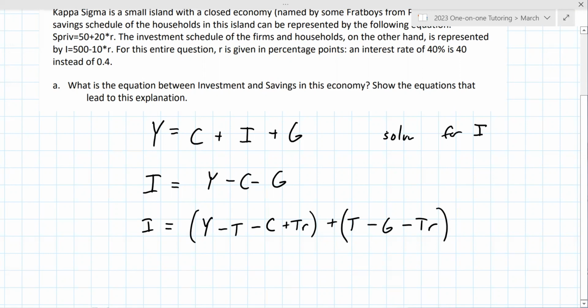And my guess here is that one of these is private and one of these is public. Yeah, I think that's what it is, because then that would equal investment. Yes. And private savings.